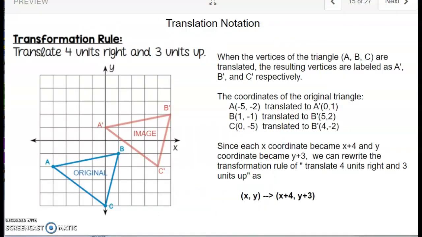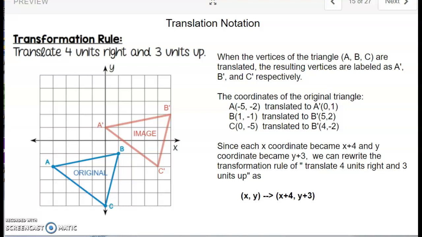And so here is a quick lesson. Okay, so this is what you should have created in card number 14. When the vertices of the triangle ABC are translated, the resulting vertices are labeled A prime, B prime, and C prime respectively, just like I've explained. Okay, the coordinates of the original triangle A is -5, -2, and now the new point for A prime is 0, 1, and these are the coordinates of the new versus the old.